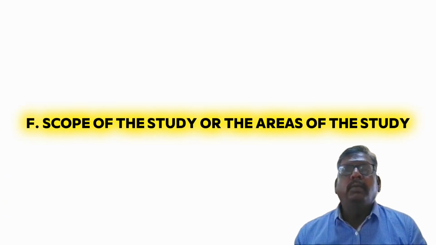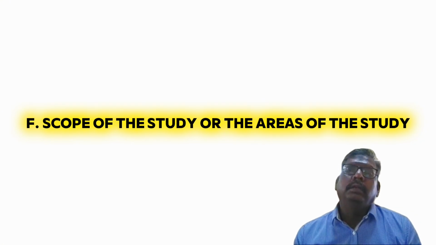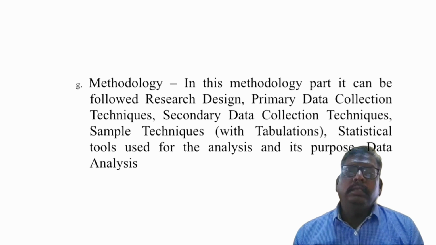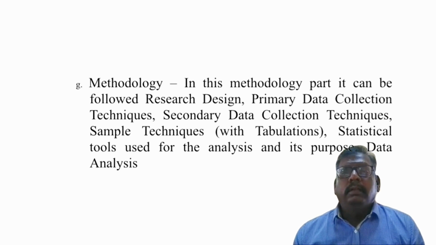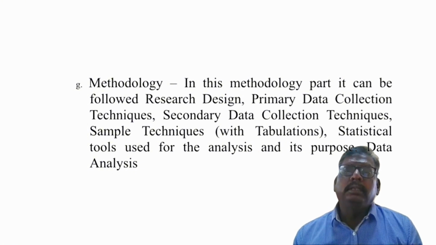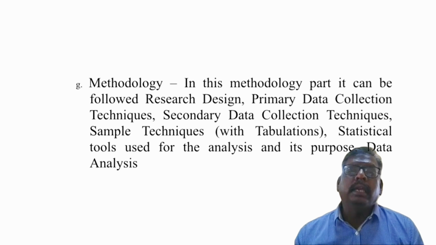Next is the scope of the study. That is a boundary. What is the boundary of your research work? That should be mentioned there. Then the methodology. Methodology you can write in any way, but there are important contents that should be there in the methodology. They are the research design, primary data collection techniques, secondary data collection techniques, and sampling techniques.